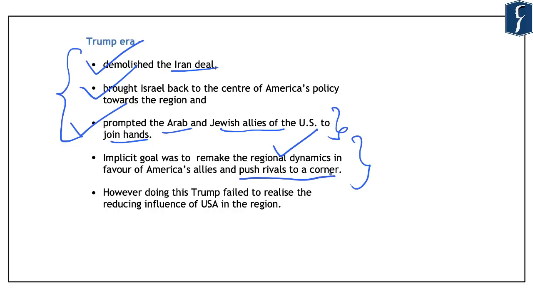So we see that America has now aligned with its partners in the region, that is, they have aligned with Israel and have accepted Israel's presence in Palestine. And at the same time, they have now prompted peace between Arab and Jewish allies, and they have tried to corner Iran by pulling out of the Iran deal. However, in doing this, the Trump administration has failed to realize that its influence in the region is on a decline.